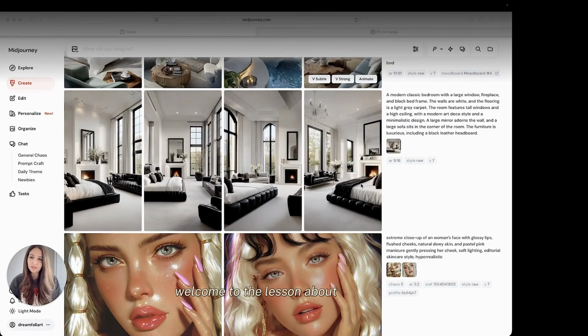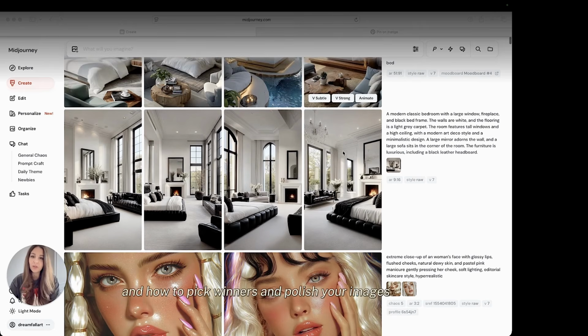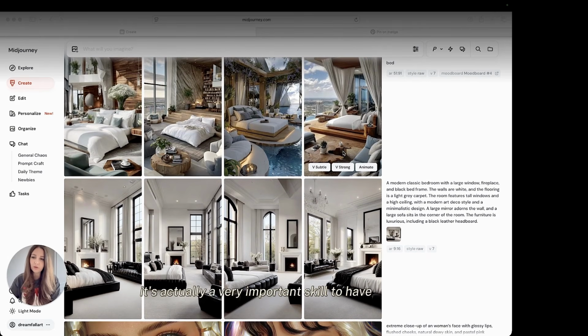Welcome to the lesson about image upscaling and iteration workflow, and how to pick winners and polish your images. It's actually a very important skill to have, because out of hundreds of images you need to pick one that you will later animate in animation programs. How to pick these ones, and what rules I use in my work routine, I will share with you in this lesson.